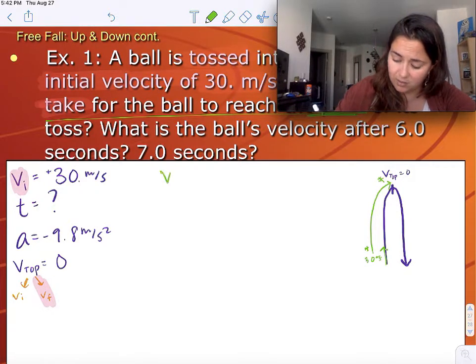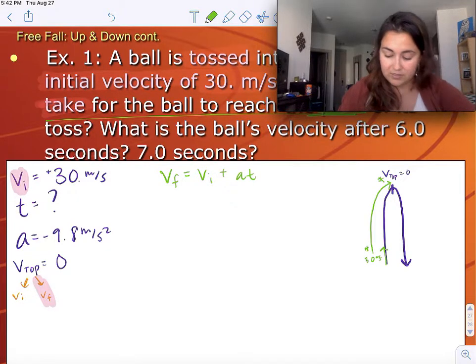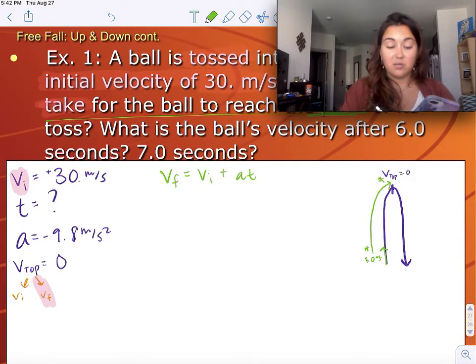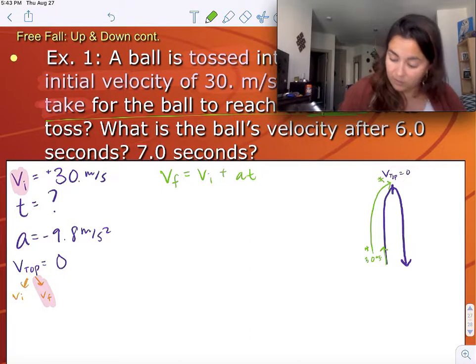I'm going to use the one without displacement in it because they didn't tell us anything about a height. I mean, they mentioned the peak, but they didn't ask us to find any distance. They didn't give us a distance. So I'm just going to use this equation.